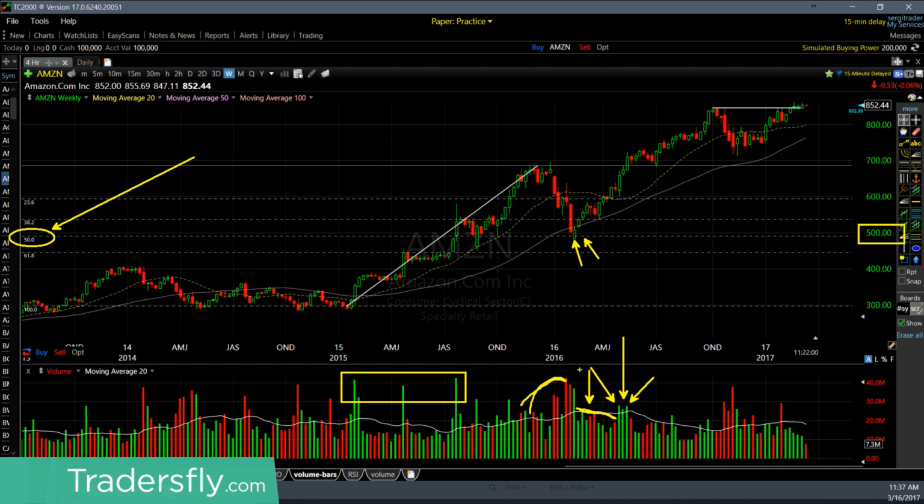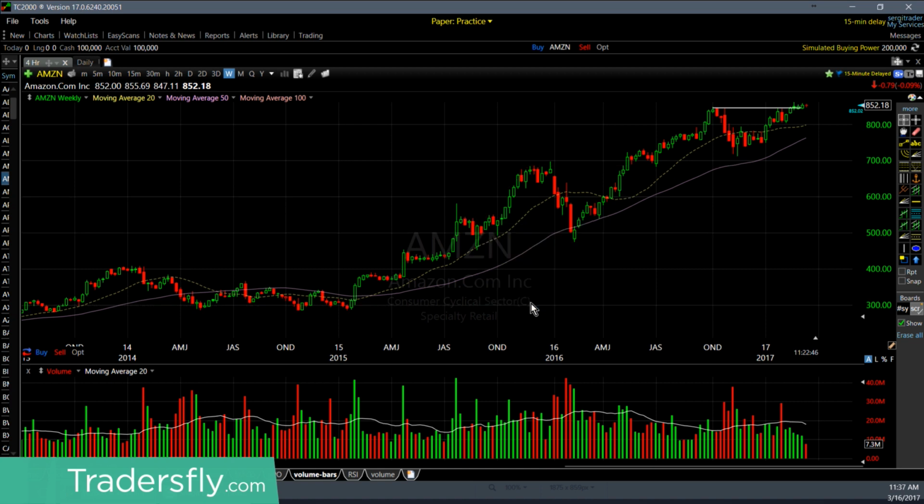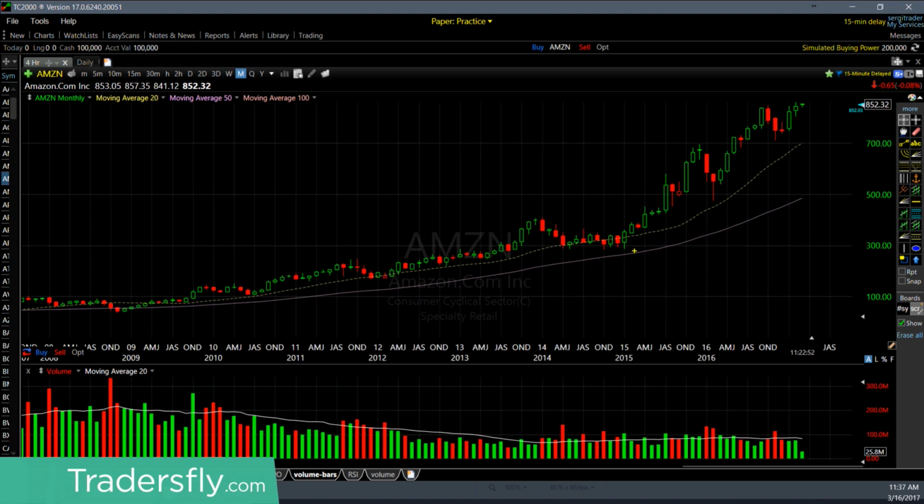So in either case, this stock looks like a classic ABCD pattern, just like we've shown with Tesla, just like I've shown you with Apple. And if you really look at the monthly, you can see it right there as well. So from the 2015, there it is, ABCD. It's moving right along those lines.